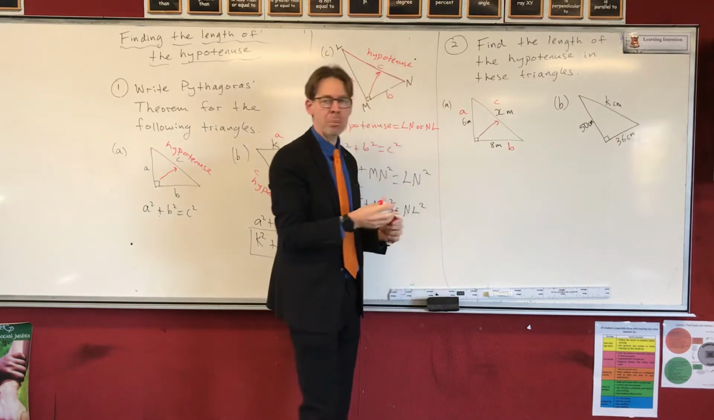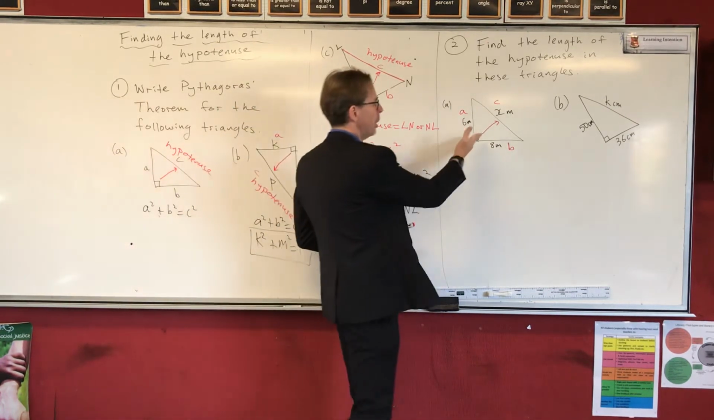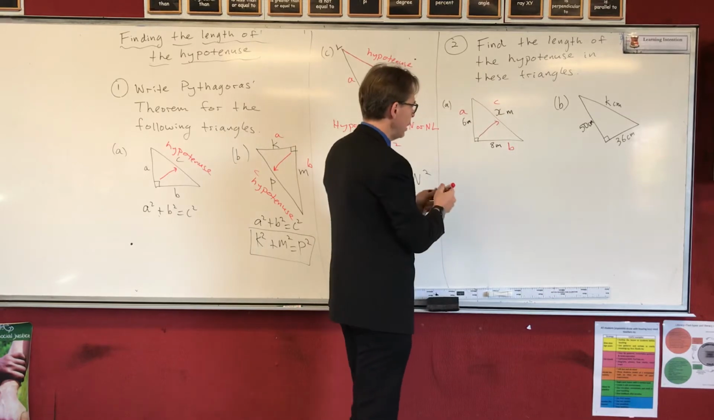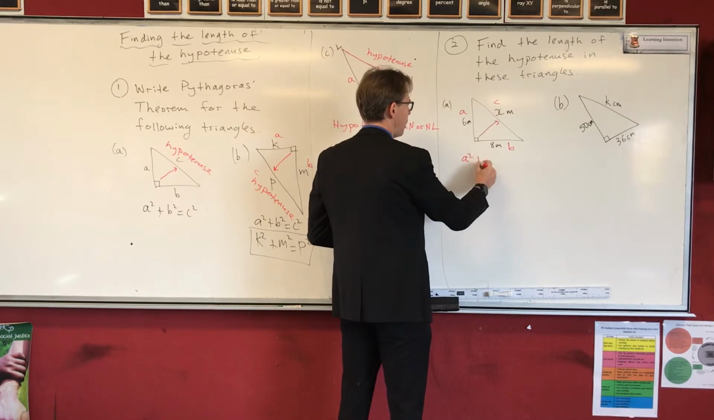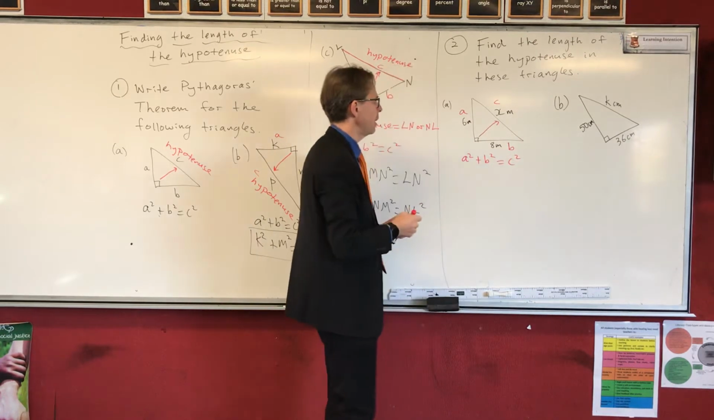So step 1 is label the sides A, B, C. C is always the longest side, which is the side opposite the right angle. Now, step 2, write down Pythagoras' theorem. A squared plus B squared equals C squared.